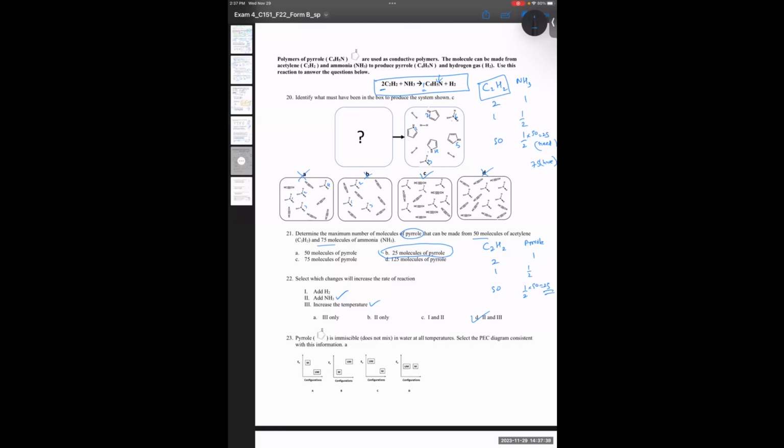Now question 23, pyrrole is immiscible in water at all temperatures. Select the PEG diagram consistent with this. When it comes to dissolution or mixing of pyrrole with water, the dissolved state must be in the naughty corner. The naughty corner is this guy over here, mixed state in the naughty corner. So that's easy.